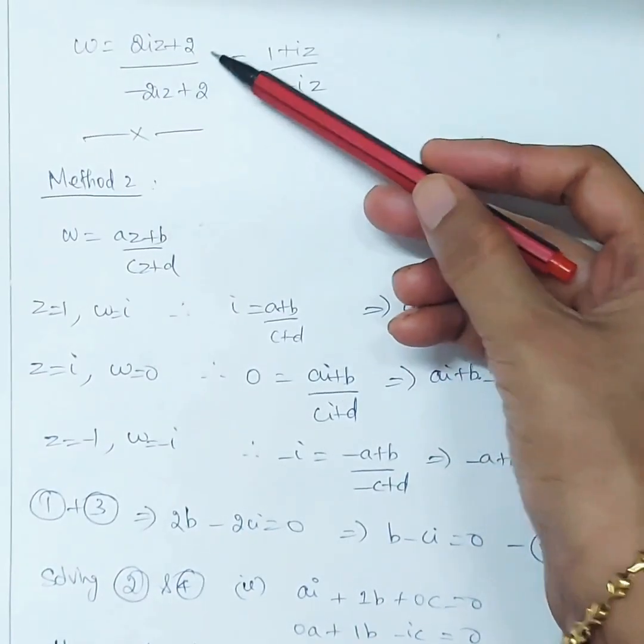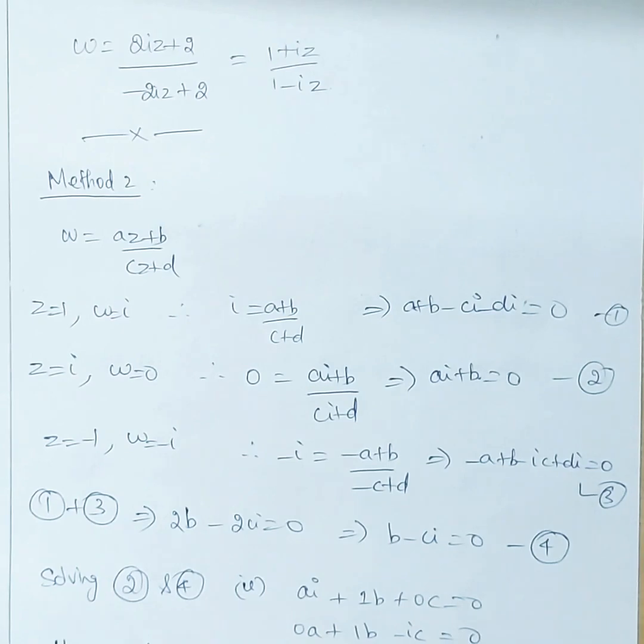So now if you see this, taking 2 common from the numerator and denominator, you get (1 plus iz) by (1 minus iz). The same problem you can solve just by substituting the values in W.